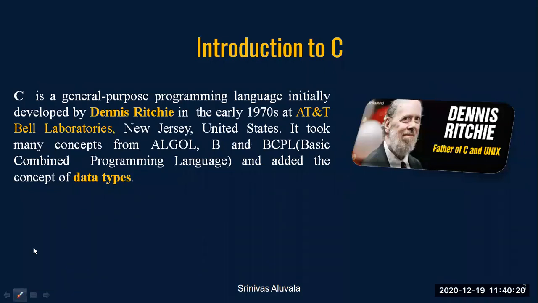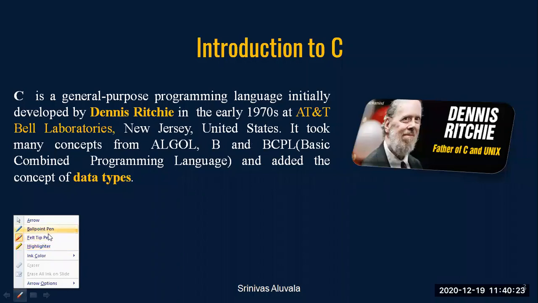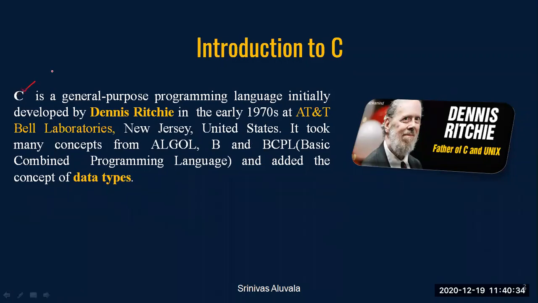The feature of data type made C a general purpose programming language which can be used for writing any kind of programs. Basically, the C programming language was designed initially to write systems programs, systems applications, but later on it turned out to be a general purpose programming language, taking all the features from ALGOL, B, and BCPL, adding the data types concepts.